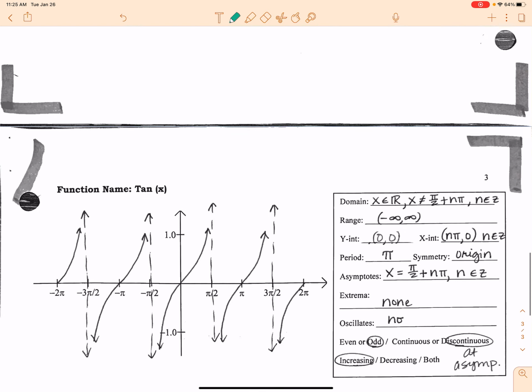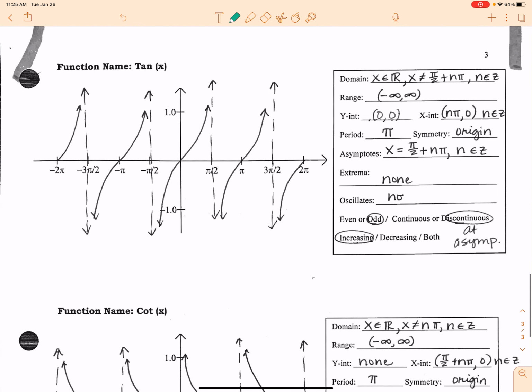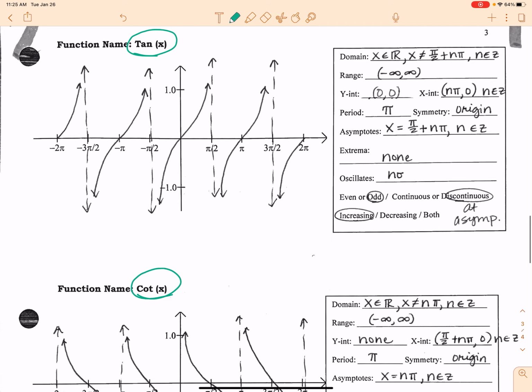Okay, and the last one, of course, we are looking at tangent. The tangent and cotangent graphs both have asymptotes because, again, on the unit circle, there are values for which these are undefined because we end up dividing by 0 when we look at the ratio for tangent and cotangent. If you'll recall, the ratio for tangent is sine x over cosine x, and then of course for cotangent it's cosine x over sine x.